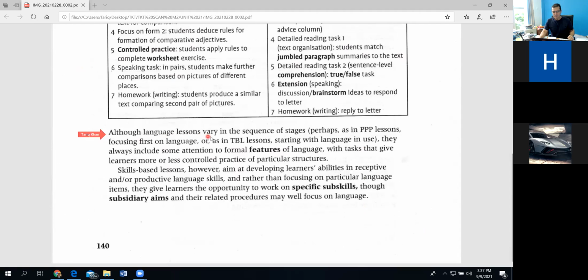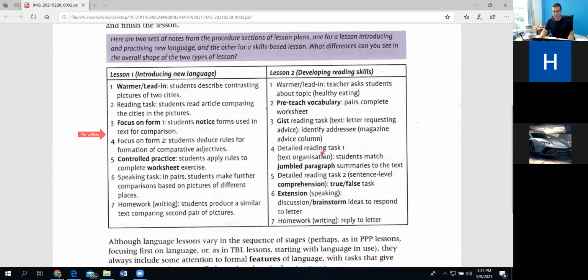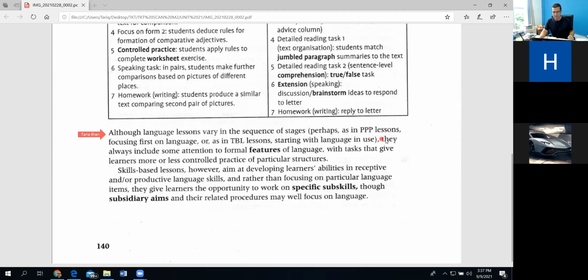Although language lessons vary in the sequence of stages, perhaps as in PPP lessons, focusing first on language, or as in TBL lessons, starting with the language in use. These are the 2 main approaches. PPP focuses on the language presentation. TBL starts with a kind of activity, of which in module 1 we have seen an example.